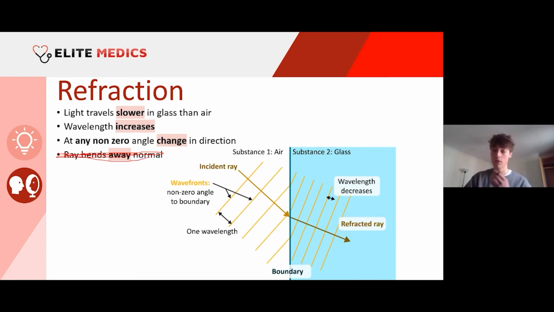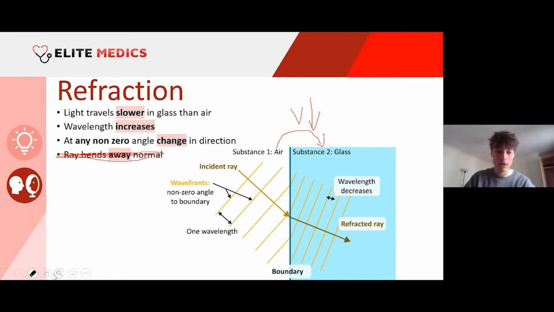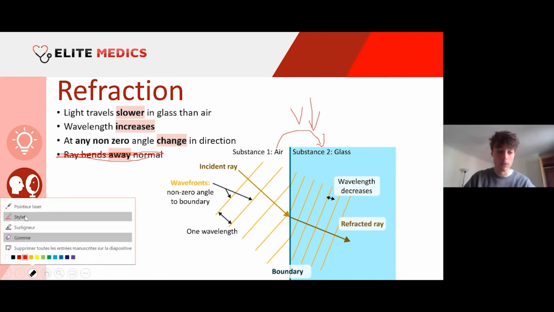So here again, we go from air to glass. There's a certain wavelength initially. Then suddenly, when we go from air to glass, the speed decreases. If the speed decreases, the wavelength will decrease and the angle to the normal will decrease as well.